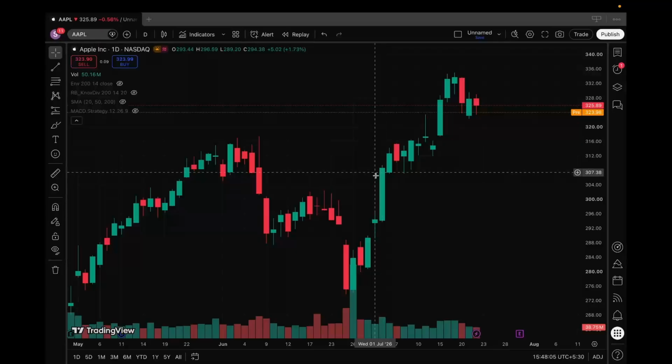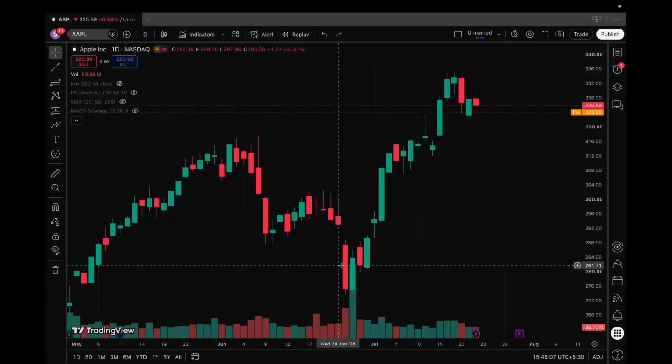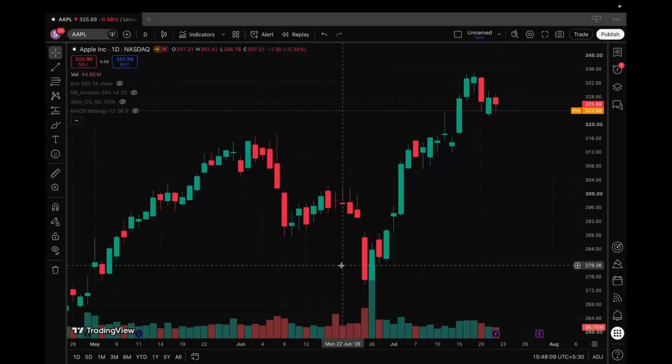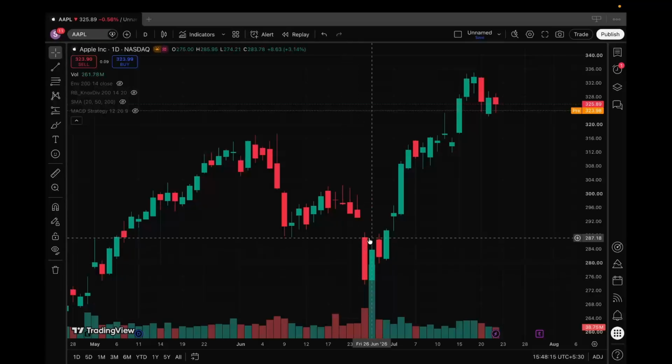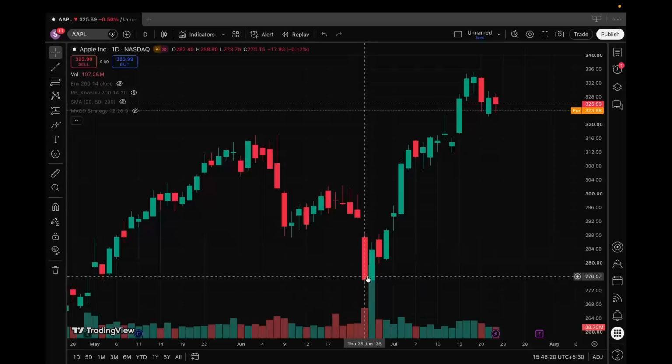Now, if I look at a red candle, let's take a big red candle. When it comes to a red candle, the top of the body is where it opened, this area, and the bottom is where it closed. Because it's red, the price closed lower than it opened. Basically, the stock went down.